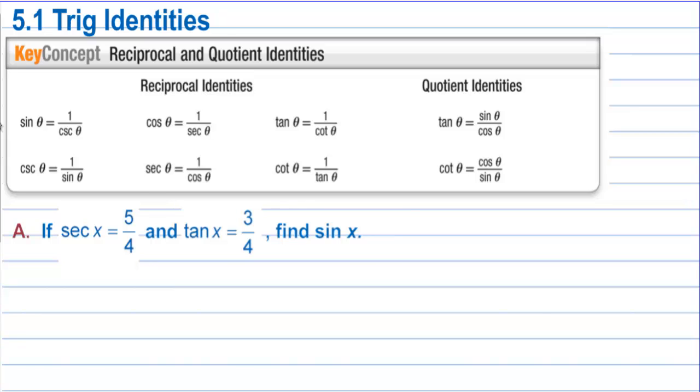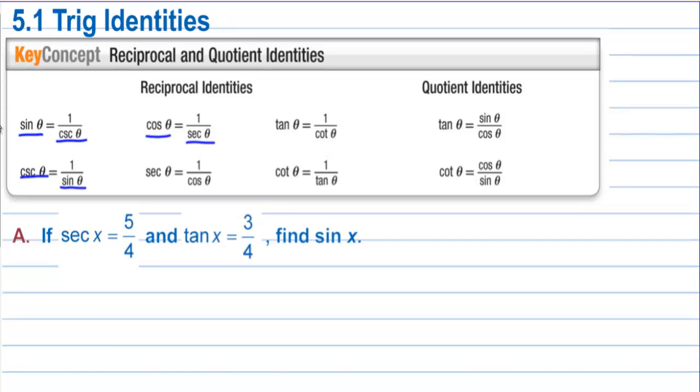Section 1, trig identities. We have reciprocal and quotient identities. The reciprocal identities we pretty much know already. We've talked about these. The reciprocal of sine is cosecant. Cosecant is a reciprocal of sine, and you can go the other way around. The reciprocal of cosecant is sine, and the reciprocal of secant is cosine.